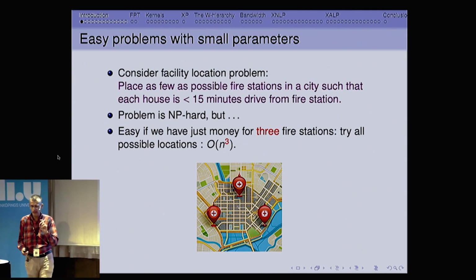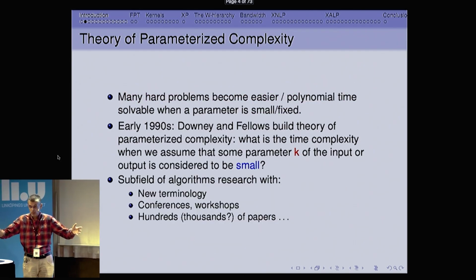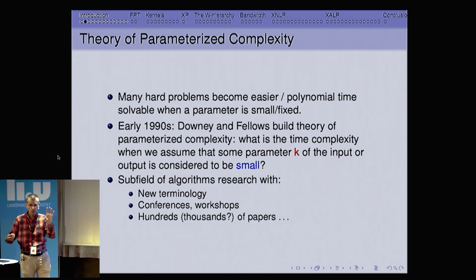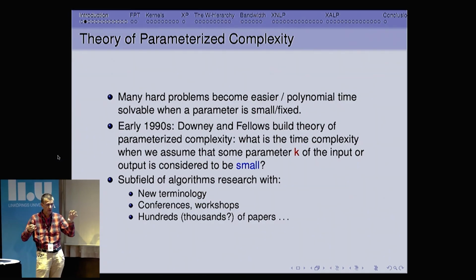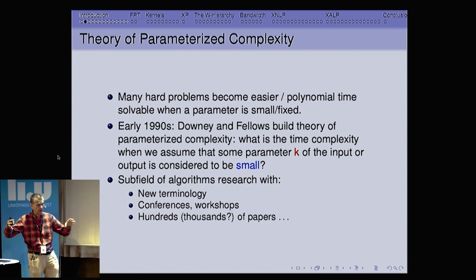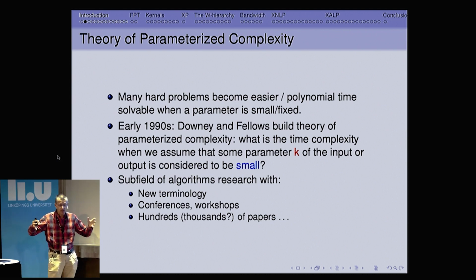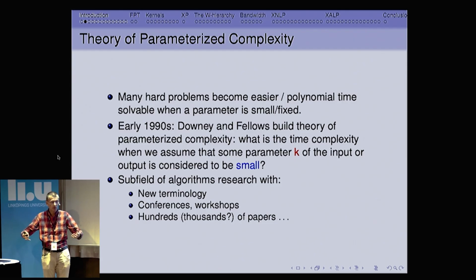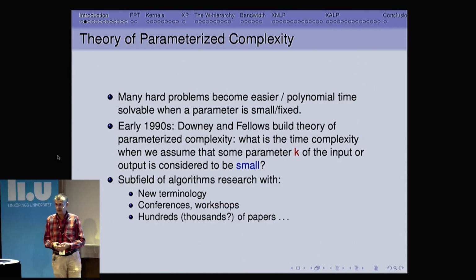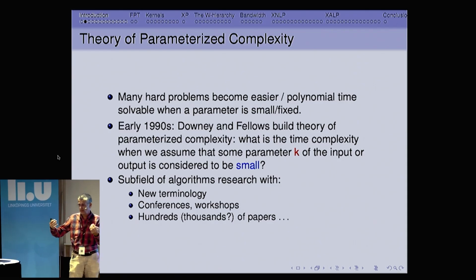So this is what happens in parameterized complexity. We have a problem. It is probably hard, but there is some parameter of your input, or of the answer which you want to have, which you think is small, and that makes the problem easier. So in the 1990s, Downey and Fellows built on this idea, a whole theory, and the whole field of parameterized complexity started.